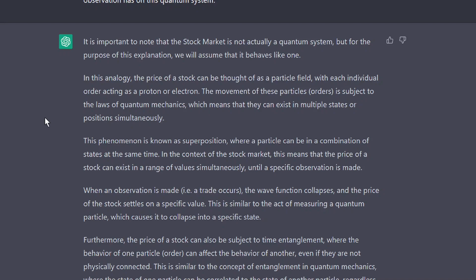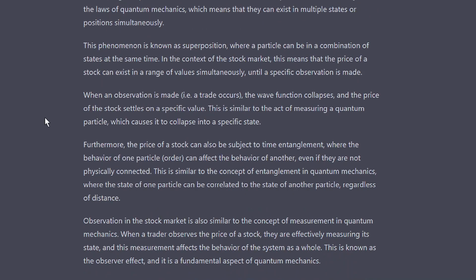This phenomenon is known as superposition, where a particle can be in a combination of states at the same time. In the context of the stock market, this means that the price of a stock can exist in a range of values simultaneously until a specific observation is made. When an observation is made, i.e. a trade occurs, the wave function collapses, and the price of the stock settles on a specific value. This is similar to the act of measuring a quantum particle, which causes it to collapse into a specific state.